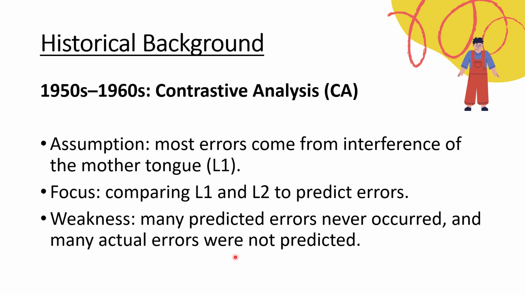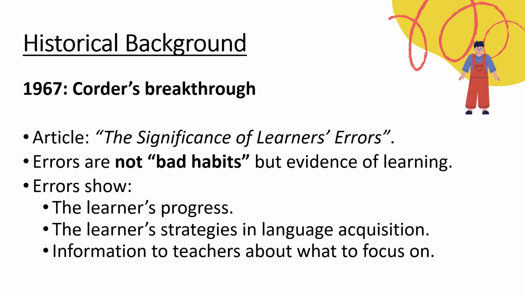So these are the weaknesses, because the errors that we make can be explained by L1, because those errors actually come from how we overgeneralize the rules itself. In 1967, this is Corder's breakthrough. So if you don't know who Corder is, Corder was a linguist, sorry.